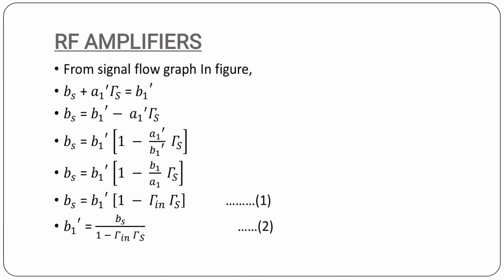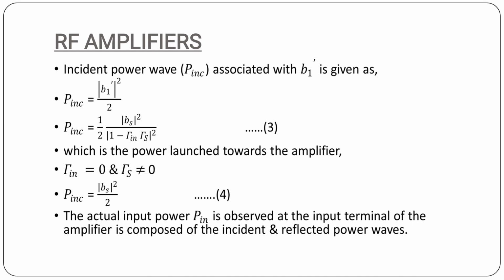From the signal flow graph, it is understood that Bs plus A1' gamma S is equal to B1'. So Bs is equal to B1' minus A1' gamma S. Taking the common term outside, Bs is equal to B1' times (1 minus A1'/B1' gamma S). So Bs is equal to B1' times (1 minus gamma in gamma S). So B1' is equal to Bs divided by (1 minus gamma in gamma S). The input power wave associated with B1 is Pinc equal to |B1'|^2 by 2, and Pinc is equal to 1/2 |Bs|^2 divided by |1 minus gamma in gamma S|^2, which is the power launched towards the amplifier.